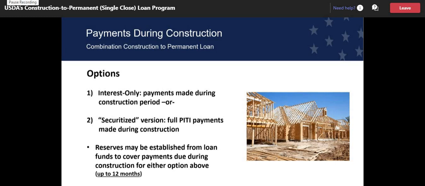The second option is the securitized version. Those are where the full PITI payments are made during construction. And so there are reserve accounts that may be established from loan funds to cover the payments due during construction for either option above. And those, we are limited to 12 months of either interest payments or the PITI payments to be rolled into the loan, okay?